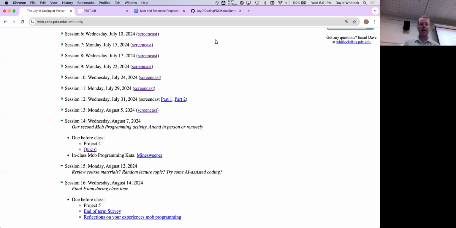We're getting on towards the end here. Tonight, we're going to spend the vast majority of class doing our second mob programming activity. Tonight, you have the option to do it here in the classroom, and we've got a nice number of people here in the classroom, so I think we'll have a good mob here. And we have a handful of people online, so that's good. We'll be doing the Mine Supercata. We'll be talking about that.